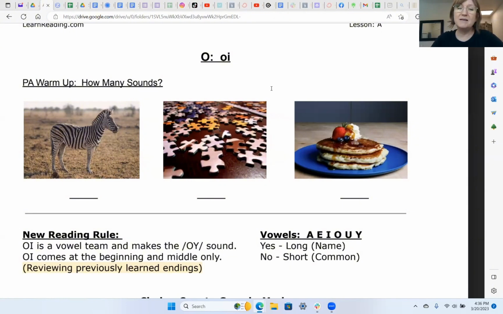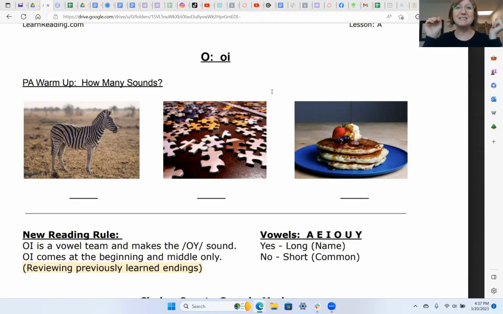Try how many sounds in puzzle. Puzzle. In the chat. This one has more letters than sounds. So put the letters out of your mind. Only think about the sounds. Puzzle. This one's a little trickier than you think, so take your time. Puzzle only has 4 sounds.